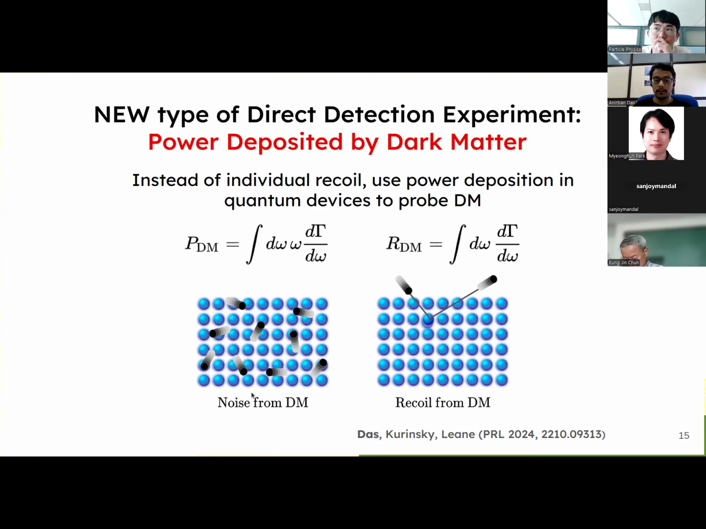a single recoil signal from dark matter scattering. Our signal would be an overall power deposition, a constant-in-time power over the expected power from other sources. Of course, there are other backgrounds, so we have to isolate that other background from the dark matter injected power, and that would be the signature in this type of experiment.